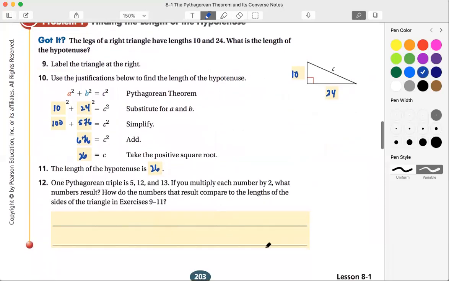All right, one Pythagorean triple is 5, 12, 13. You can multiply each number by 2, and what numbers result? Okay, so when we multiply each number by 2, we get 10, 24, and 26. How do the numbers that result compare to the lengths of the sides of the triangle in exercises 9 through 11? Well, the numbers are the same as the lengths of the sides of the triangle.